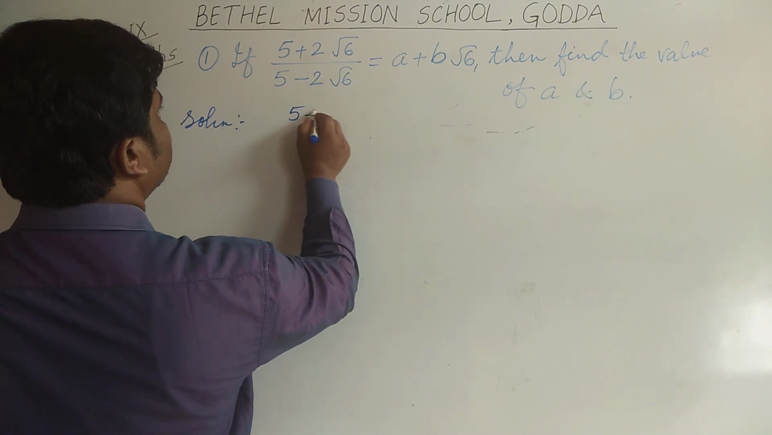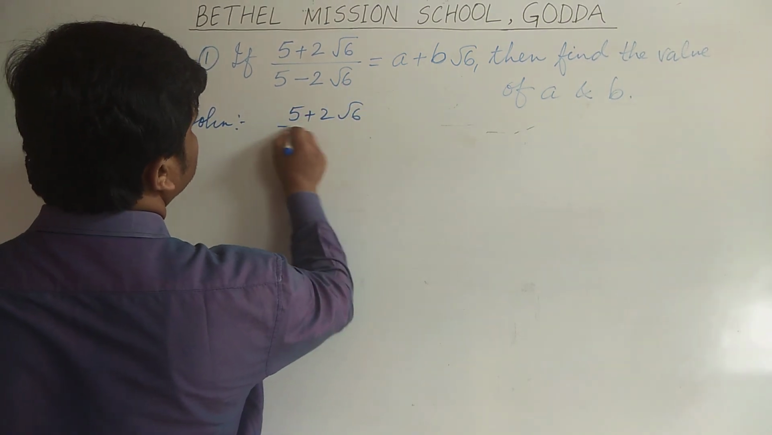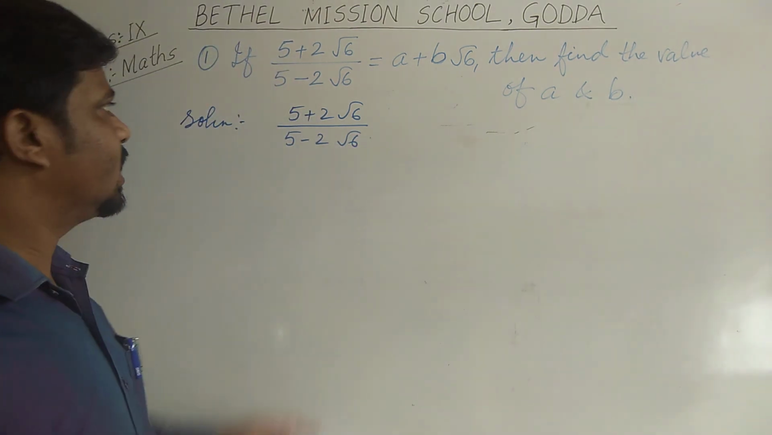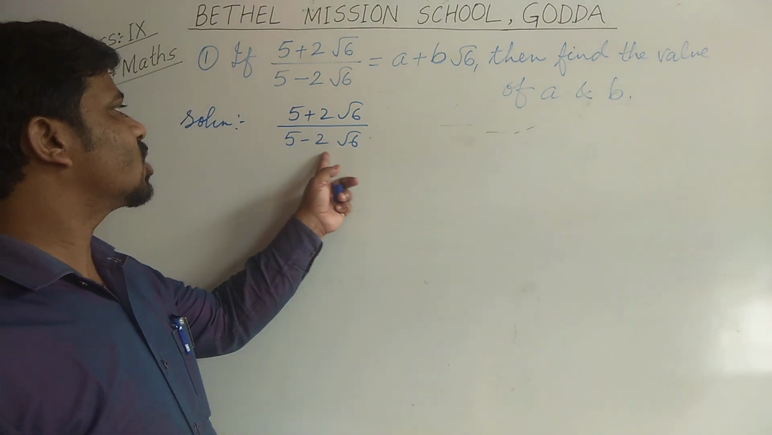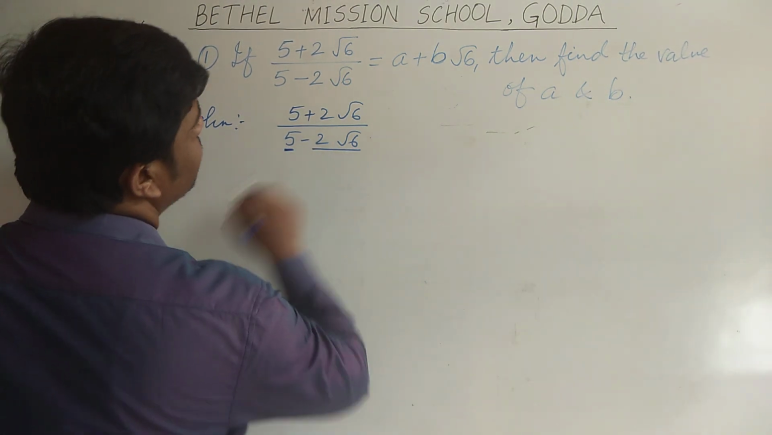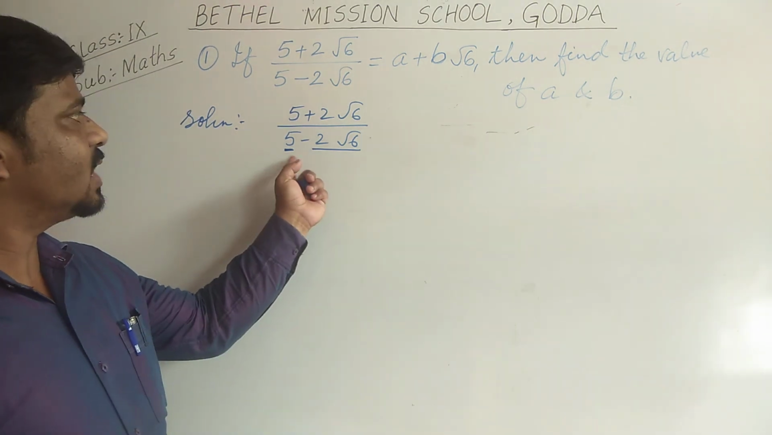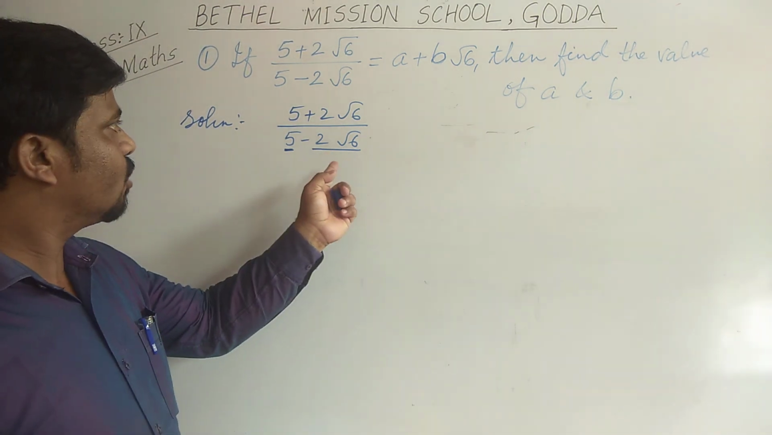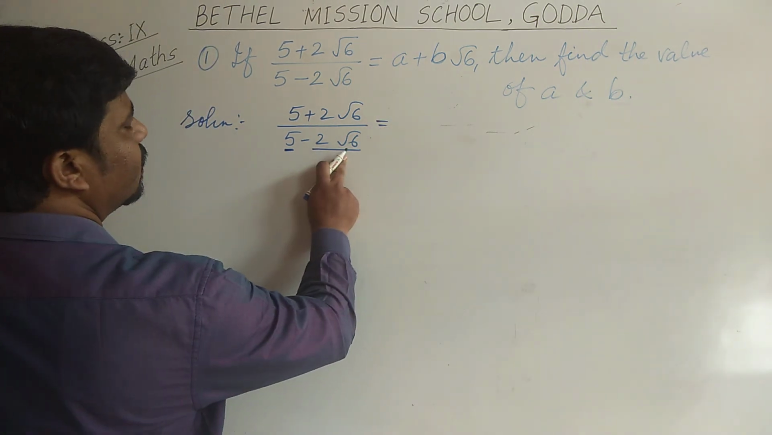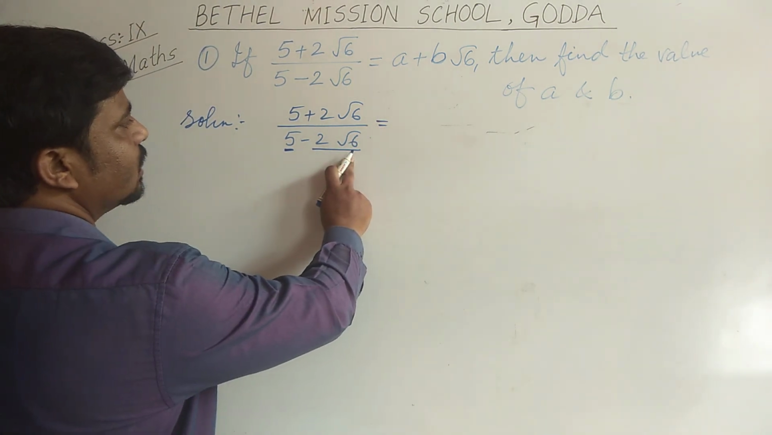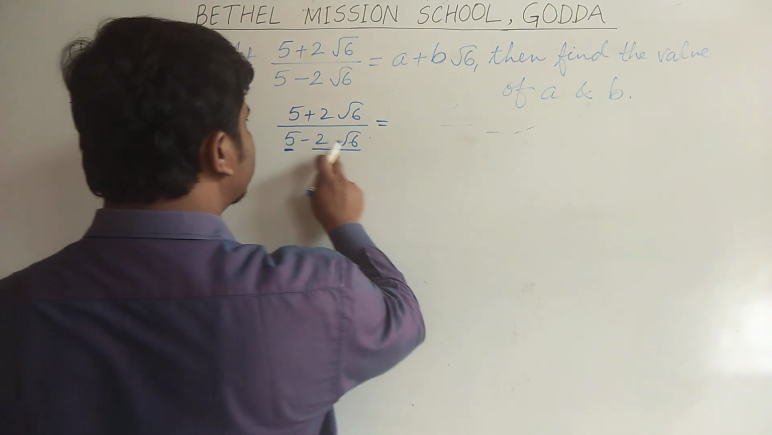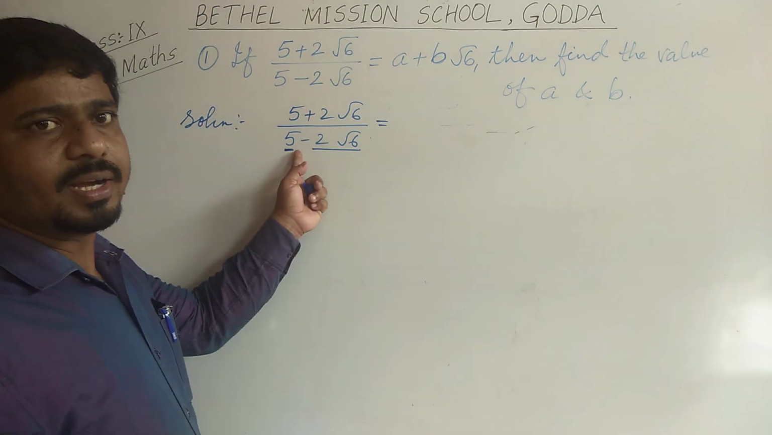Here (5 + 2√6)/(5 − 2√6). See the denominator: it is 5 − 2√6. This is the rational part and this is the irrational part. Here also there is a combination of rational and irrational. So what will we do? To rationalize the denominator, we will multiply by the conjugate. The digits will be the same, but the sign will be different.